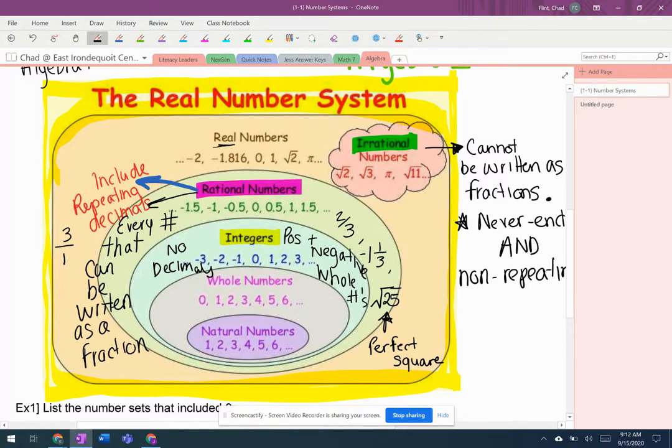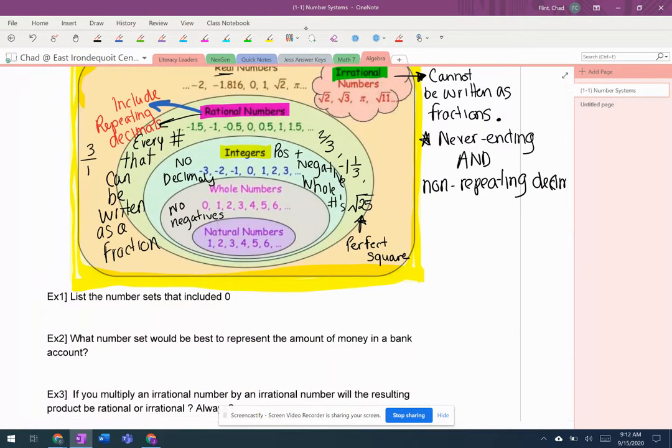So within the integers, we have another set called the whole numbers. And these are just your whole numbers. No decimals, no fractions, but this one has no negatives. These ones are just positives. And last but not least, you have the natural numbers, which has everything in it that the whole numbers do, except for 0. So the natural numbers do not include 0.